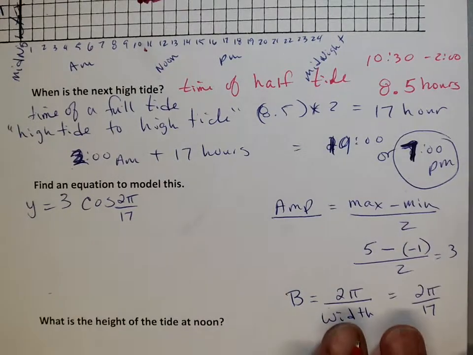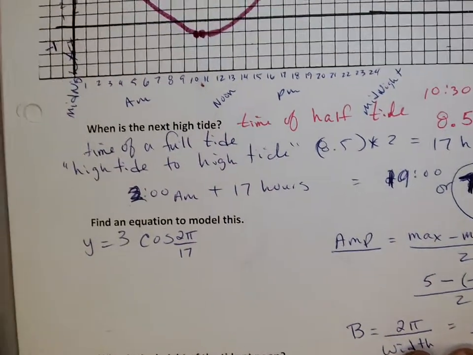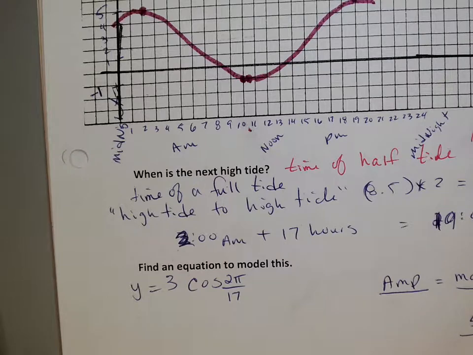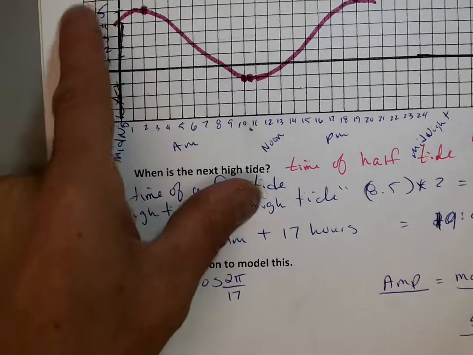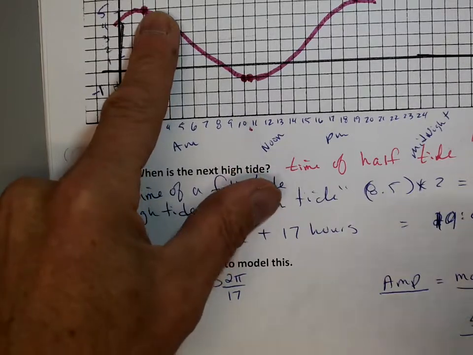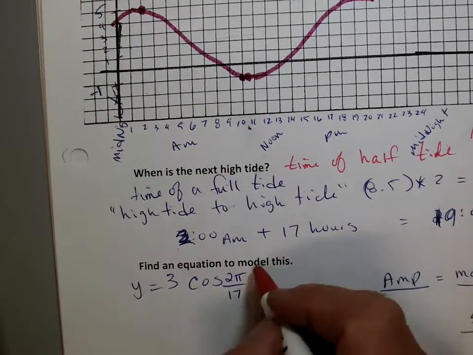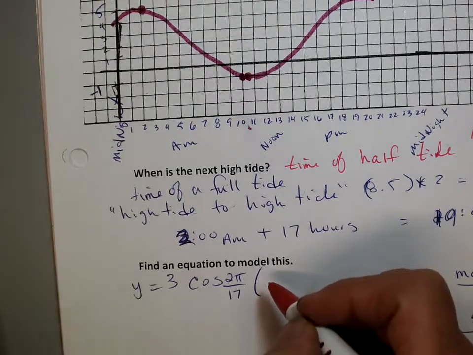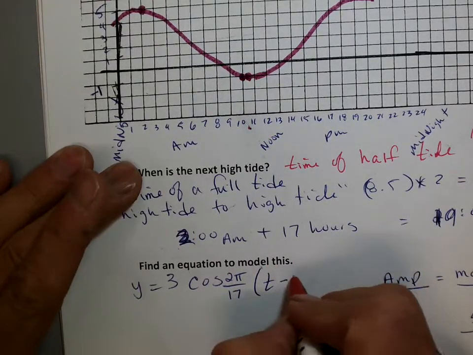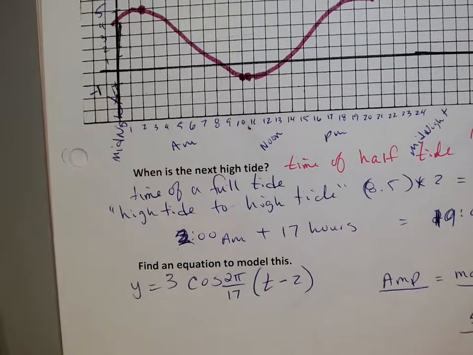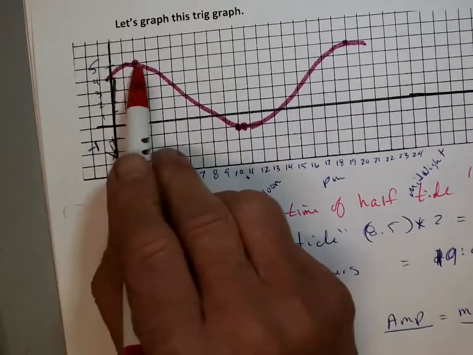Now, high tide did not occur at midnight. It occurred 2 hours after midnight, right? So there's definitely a horizontal shift of 2. But it's the opposite. Instead of plus 2, it's really going to be minus 2, right? So I'm going to use t instead of x, t minus 2, okay? And that gives me the horizontal shift.